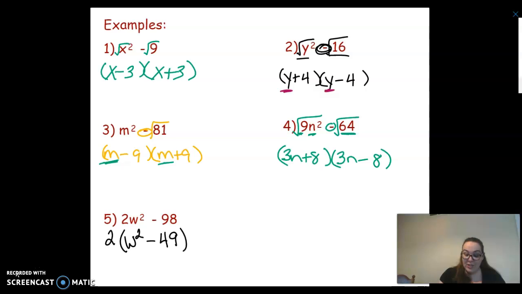After I have taken out the GCF, I can look at my terms and say, okay, is w squared a perfect square? Sure is. Is 49 a perfect square? Yes. So, final answer, 2, and I can go right to my set of parentheses here. W, and what's the square root of 49? Well, that's 7, with a plus in one and a minus in the other. Okay?